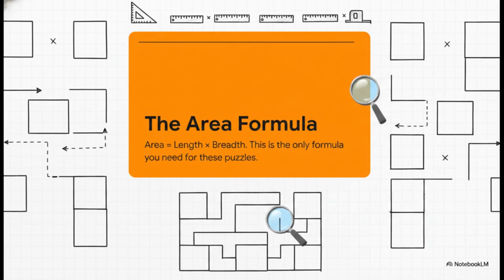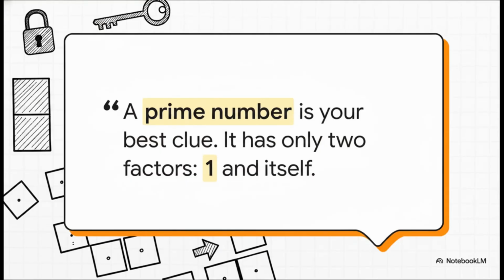First up, the only piece of actual math you have to know. Area equals length times breadth. That's it. Seriously, every single move we make is going to come back to this one simple idea. Okay, now this is your best friend in these puzzles, the prime number. Why? Because if a rectangle's area is a prime number, it gives you a huge head start. Its sides can only be 1 and the number itself. It pretty much solves itself. It's the perfect place to start digging for clues.